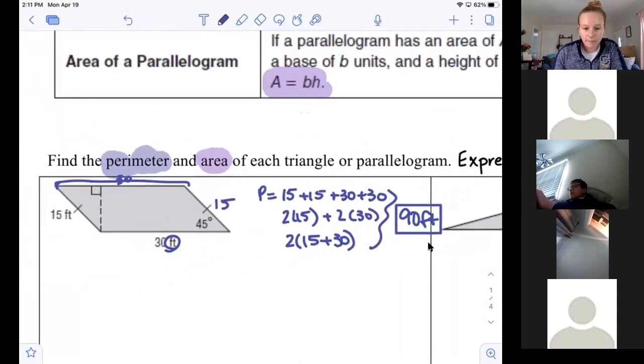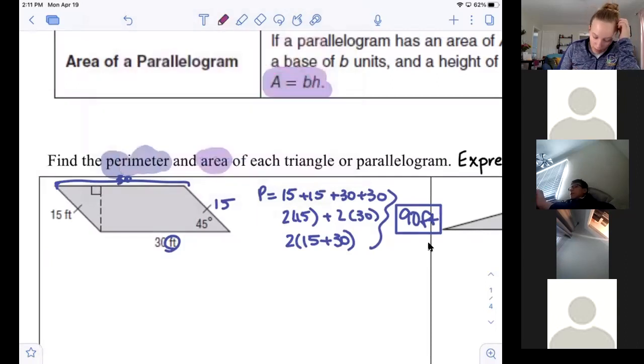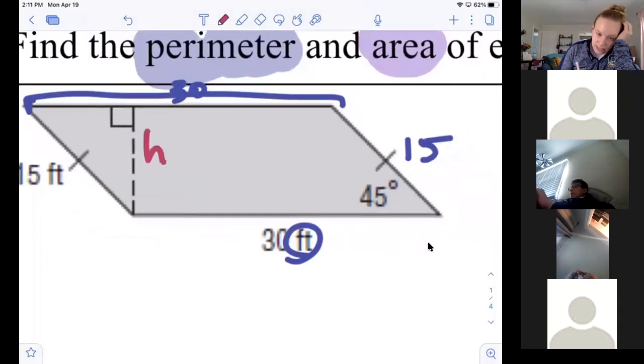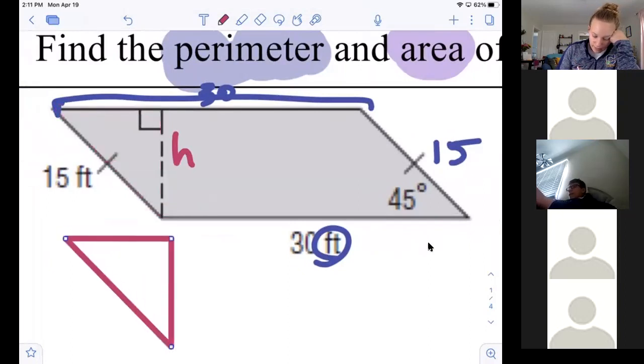Anybody questions about that? Okay, next I'm going to do area. Before I do area though, I have to find my height, this distance right here. I'm going to separate out this little right triangle that I have here because I think that's going to be helpful to me.